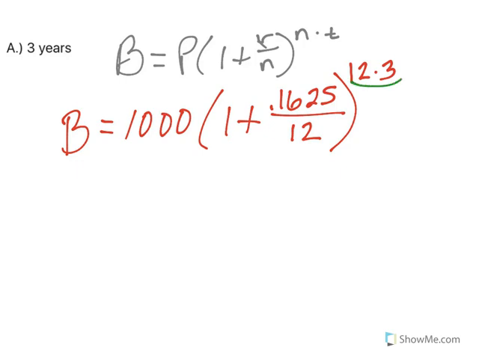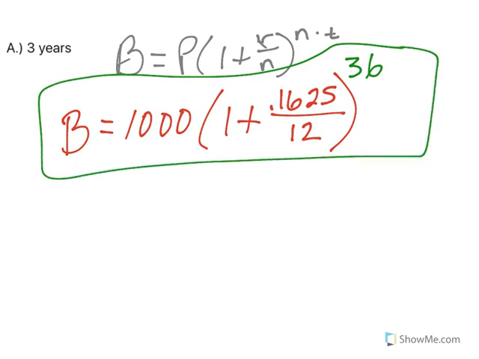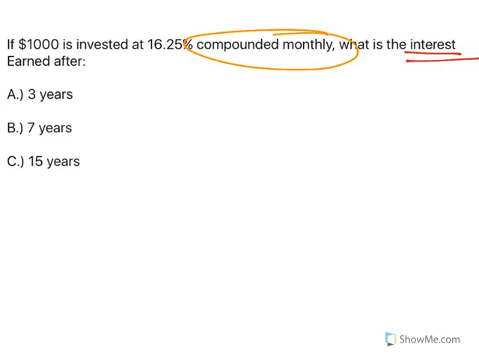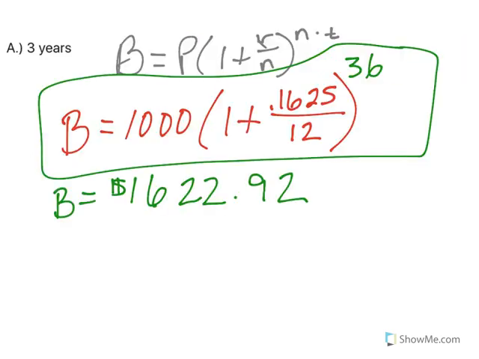When I plug things into the calculator, I always do this first. So 12 times 3 is 36. So my first piece would be to multiply those, and then I would plug this into my calculator, and it's going to give me a balance of $1,622.92.